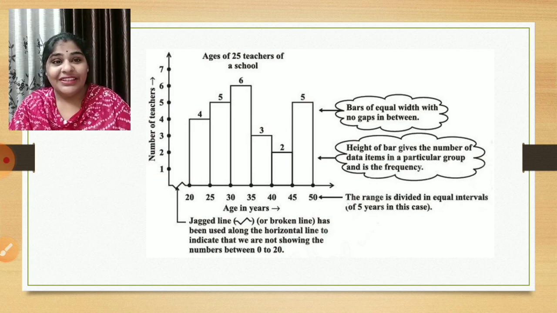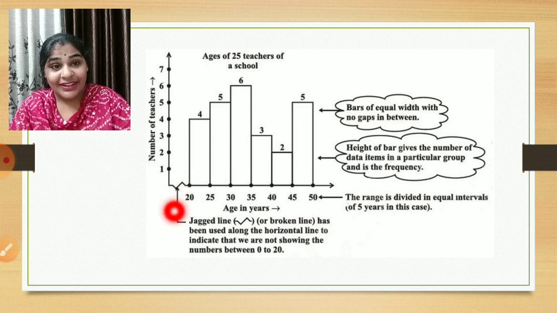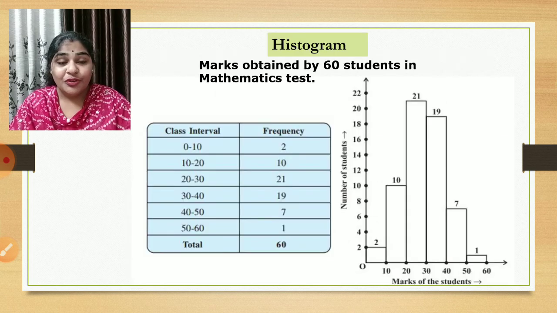Now one more thing you can see here is a zigzag line, right? A jagged line, it is called. It is also known as a broken line. Now what is the purpose of this broken line? Children, let us move to the previous data. Here you can see the class interval starts from 0.